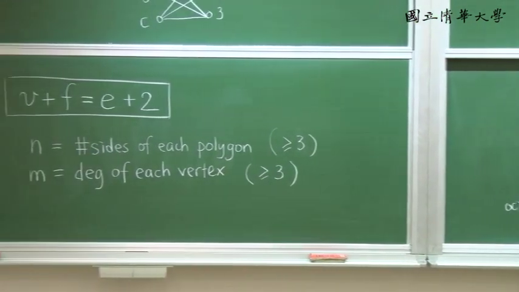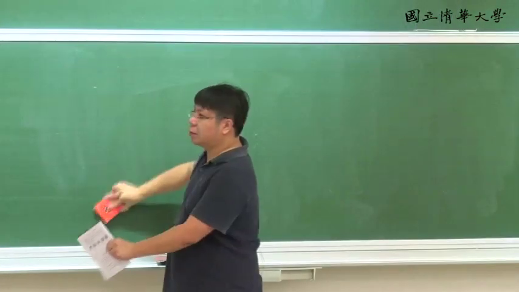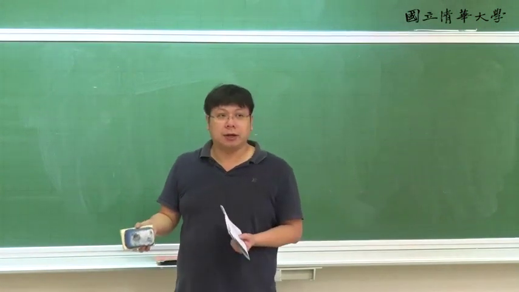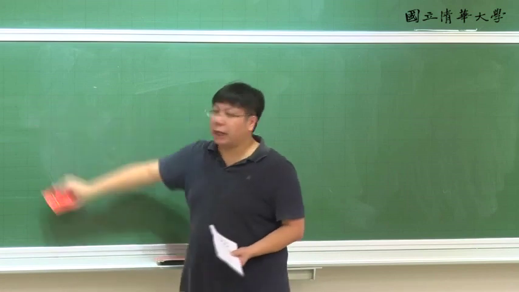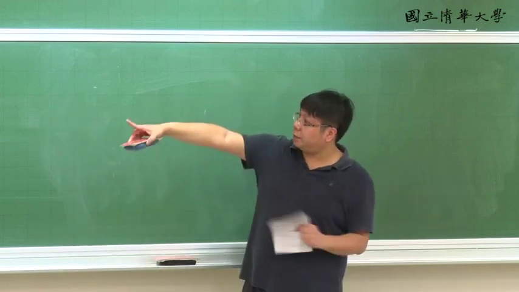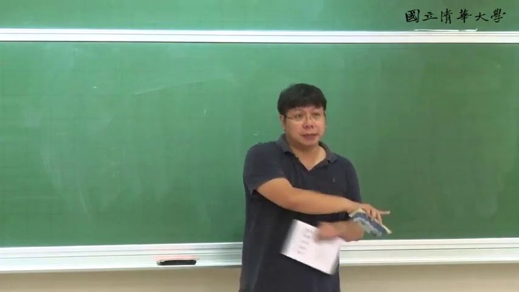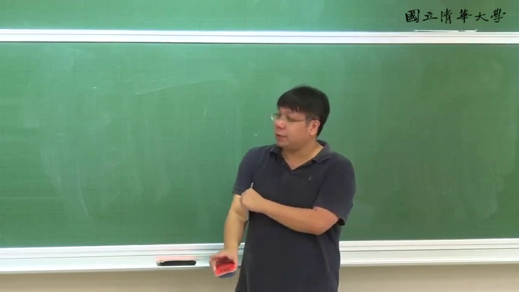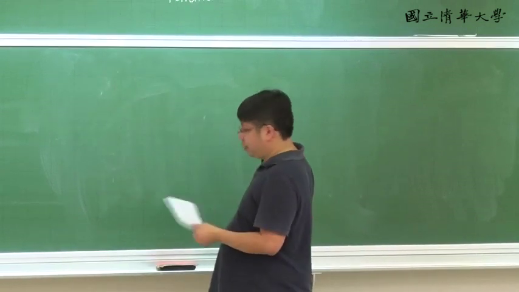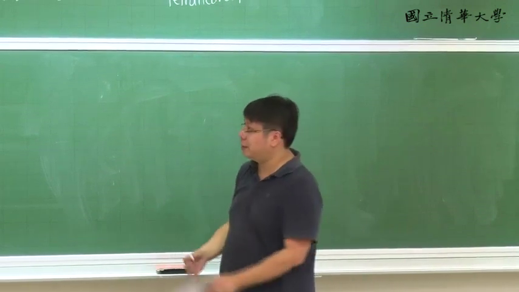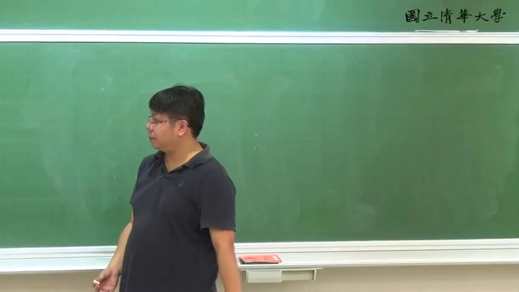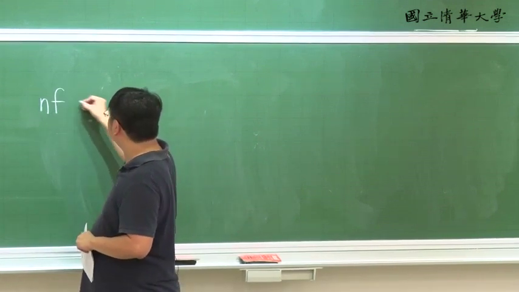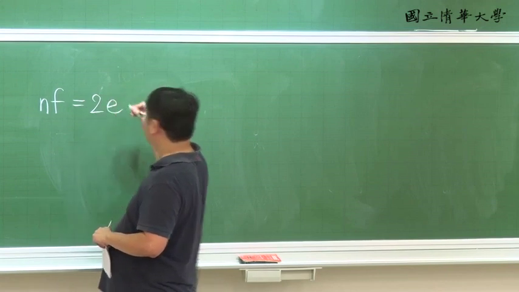Okay, now let us do some counting. So we want to show, if you have a graph that represents a Platonic solid, what properties it will have. So we will let V be the number of vertices, E the number of edges, F the number of faces, N the number of sides on each polygon, and then M the degree. So first of all, we have this handshaking theorem here. We have N times F must be equal to 2 times E.